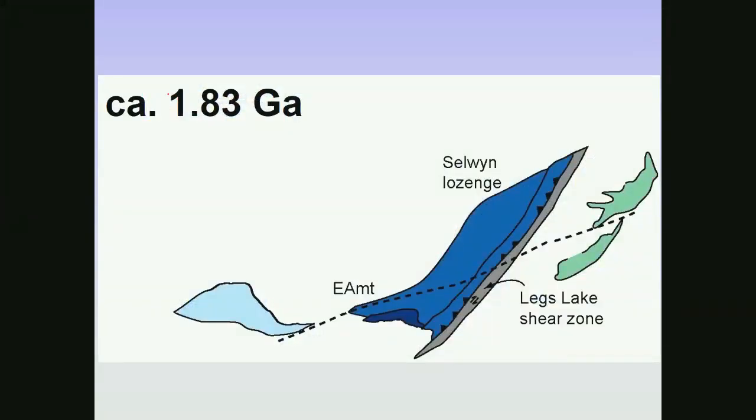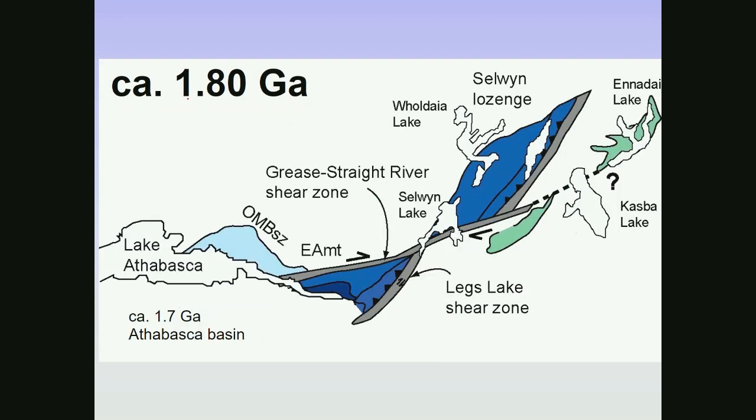And so here is a schematic evolution in time for the Snowbird tectonic zone. At 1.83, there was major contractional movement on the Legs Lake Shear Zone with a minor component of dextral displacement that was bringing this blue Ray domain over top of the Hearne domain. And then at 1.8, around 30 million years later, the Grease River, Straight River Shear Zone was active, and that displaced in a right lateral sense the Legs Lake Shear Zone, creating these sort of lozenge or rhombic patterns for the offset parts of the Legs Lake Shear Zone and its hanging wall, high pressure, high temperature domains within the Ray province.